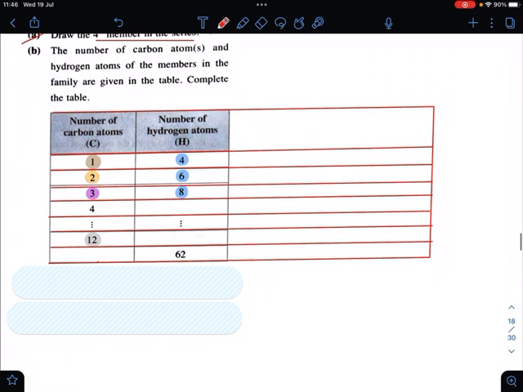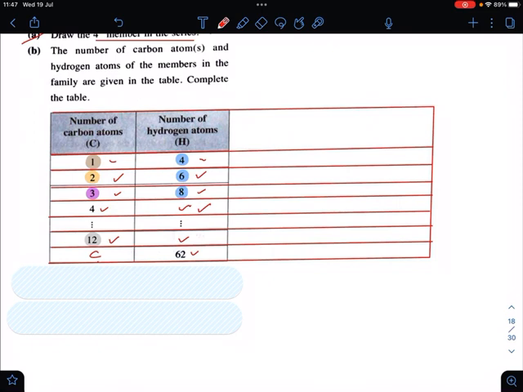They said the number of carbon atoms and hydrogen atoms of the members in the family are given in the table. We are required to complete the table. That means we are required to complete the number of hydrogen atoms. If there are 4 carbons, and if, let's say, there are 12 carbons, we are required to find the number of hydrogen atoms. And if there are 62 hydrogen atoms, how many carbon atoms will there be? Basically, if there is 1 carbon, there will be 4 hydrogens. If there are 2 carbons, there will be 6 hydrogens. If there are 3 carbons, there will be 8 hydrogen atoms, and so on.